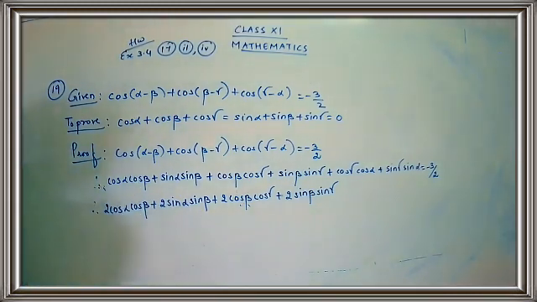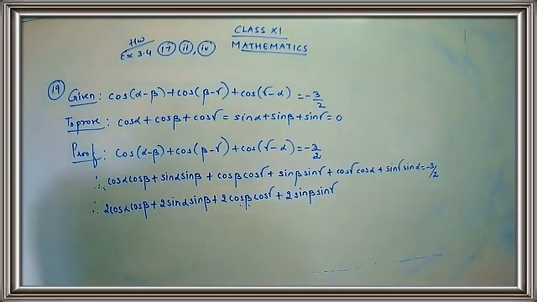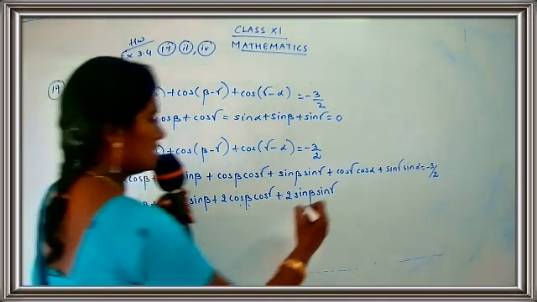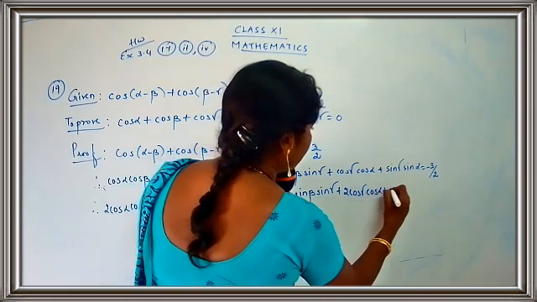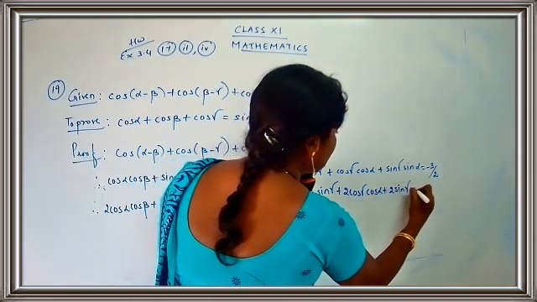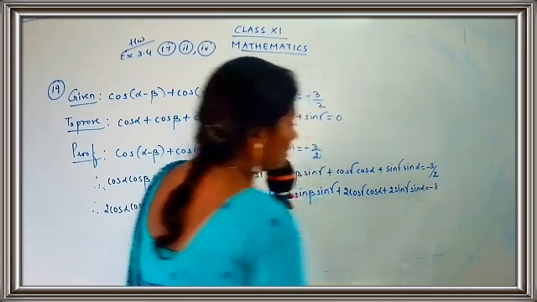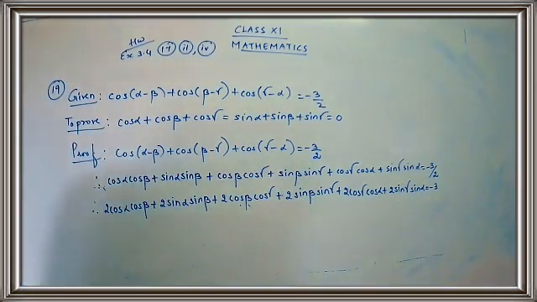2 cos alpha cos beta plus 2 sin alpha sin beta, 2 cos beta cos gamma, 2 sin beta sin gamma plus 2 cos gamma cos alpha plus 2 sin gamma sin alpha is equal to minus 3. So what is left? Only minus 3 is left. Clear, children? Now, what are we going to do here now?